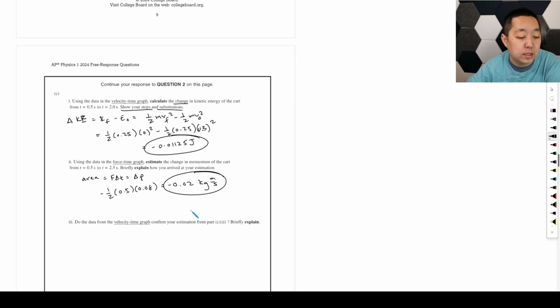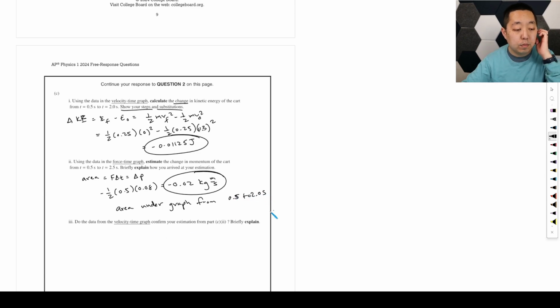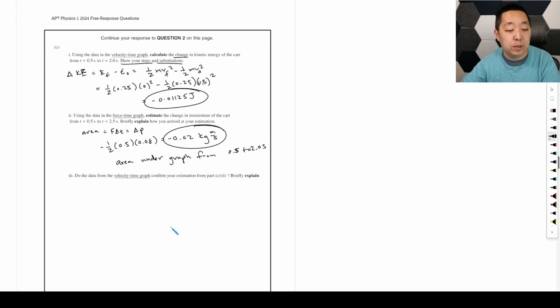Briefly explain: it is the area under the graph from 0.5 to 2.0 seconds. Do the data in the velocity-time graph confirm your estimation from part C? Explain. Well, let's take a look at how we would look at this. So this is the change in kinetic energy, so let's take a look at this from part C2. They were talking about this one.